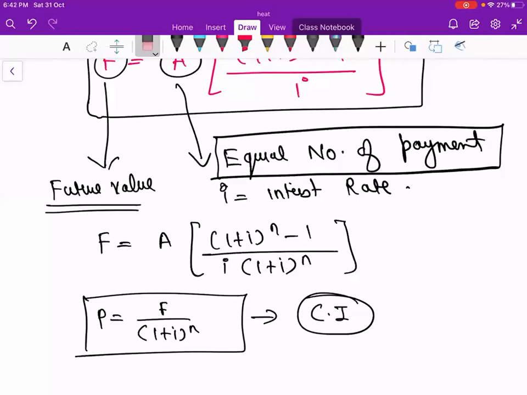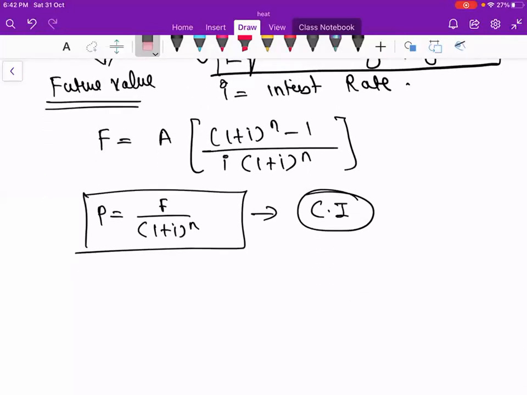F to P conversion, Ranjan, we have seen. What is the formula for this? F equals P (1 plus I) to the power n. We have derived this for compound interest. So this is future value, this is present value. Everyone got this?